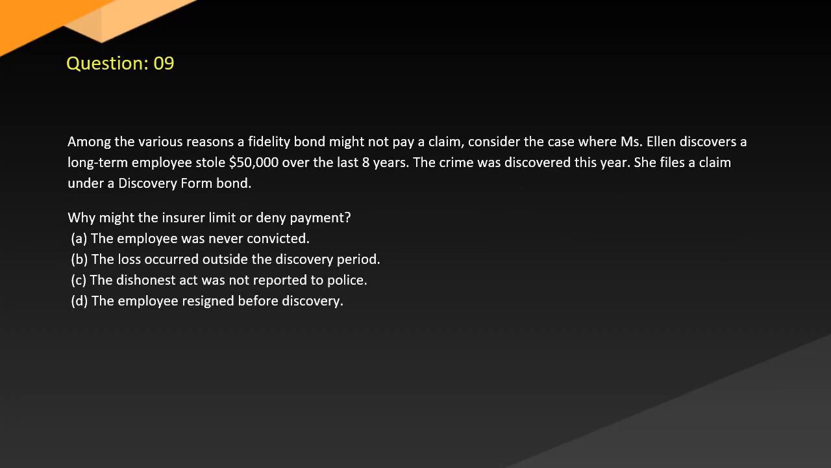Question 9. Among the various reasons a fidelity bond might not pay a claim, consider the case where Ellen discovers a long-term employee stole $50,000 over the last 8 years. The crime was discovered this year. She files a claim under a discovery form bond. Why might the insurer limit or deny payment? A. The employee was never convicted. B. The loss occurred outside the discovery period. C. The dishonest act was not reported to police. D. The employee resigned before discovery.